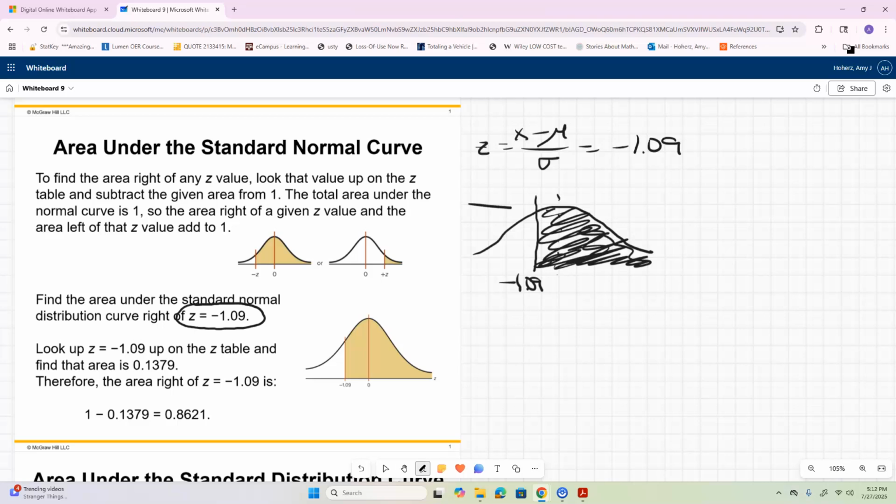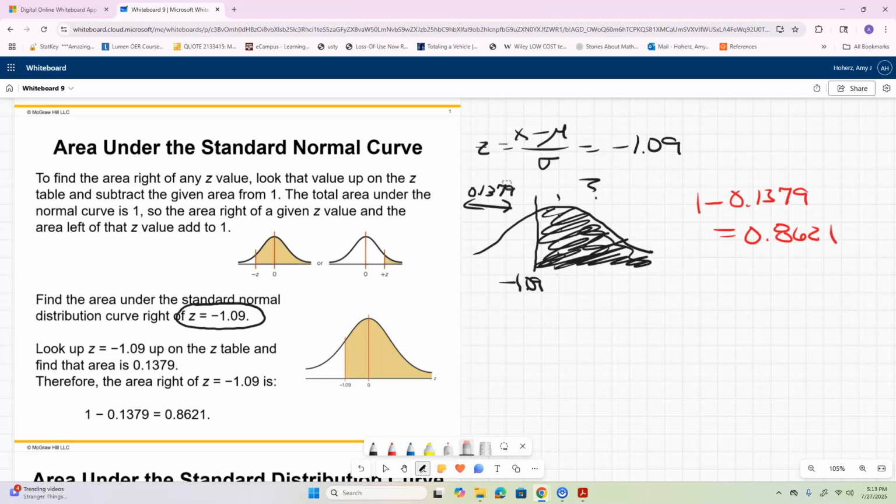So this part here is 0.1379. But we don't want that part. We want to know what's over here. And so what we're going to do to get what's over here is we're going to say 1 minus 0.1379. And that's going to give us the rest of it. So 1 minus the 0.1379 comes out to be 0.8621.